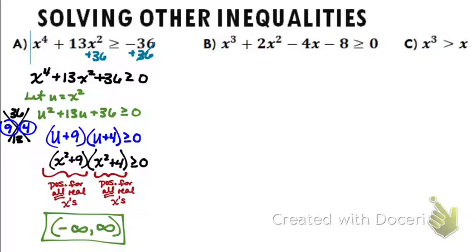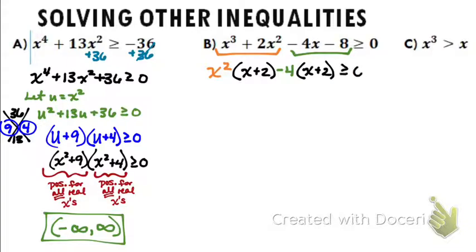What can I do with part B? Factor by grouping. Yep, let's factor by grouping here. So I'm going to make my first group and my second group. Out of the first group, I can take out an x squared. That would leave me with x plus 2. What can I take out of the second group? Negative 4. That would also leave me with x plus 2, is greater than or equal to 0.